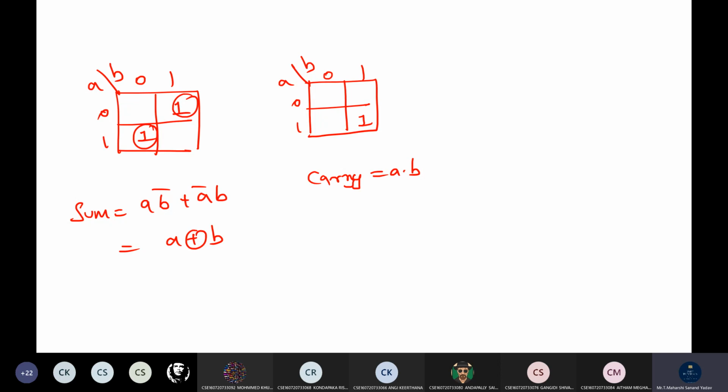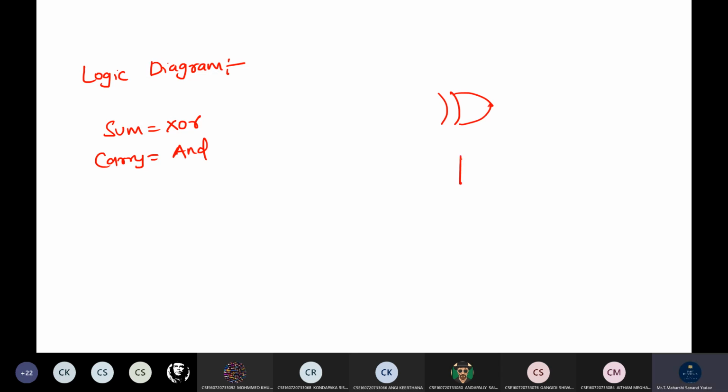Now by seeing this, try to draw the logic diagram. So how many gates should I use? 1 XOR and 1 AND gate. So take one XOR gate and one AND gate. Inputs for XOR will be A and B. And here also A and B only. Output is sum. This one is carry. This is the logic diagram of half adder.